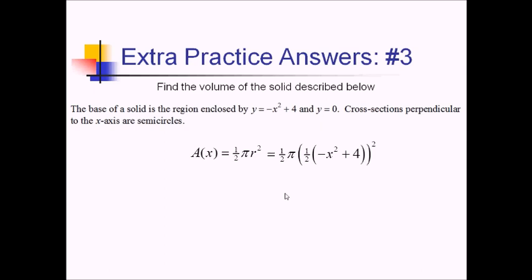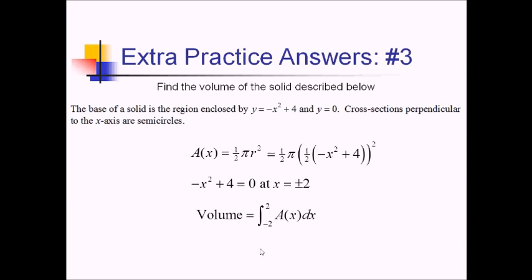Now let me find my limits of integration. That's going to be where negative x squared plus 4 equals 0. If I add x squared over here and square root both sides, I've got x equals plus or minus 2 as my limits of integration. So for my volume, I've got the integral from negative 2 to positive 2 of this A of x formula I just wrote, with a little dx after.